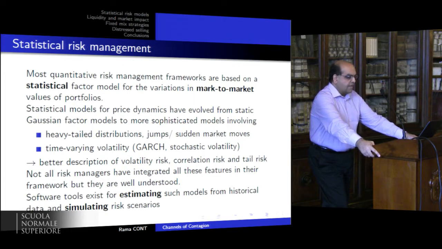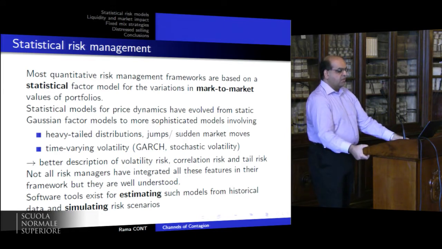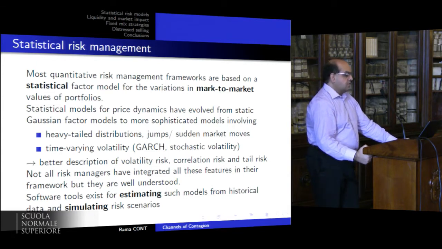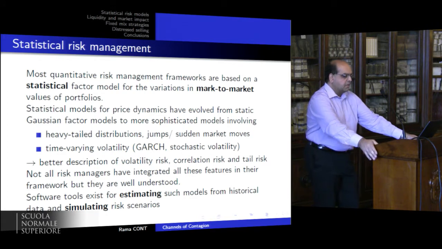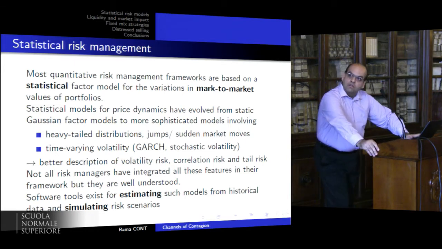So, if you look at how the managers in the banking industry and the fund management industry deal with risk, it's typically done with a statistical approach. This is not the only approach that you could use conceptually, but this is what is done by everybody. So what is the statistical approach to risk management? Almost all institutions I've seen use at some point a statistical factor model for the variations in the mark-to-market values of their portfolios. I think there is no controversy in this. So the keywords here are in bold: statistical and mark-to-market.